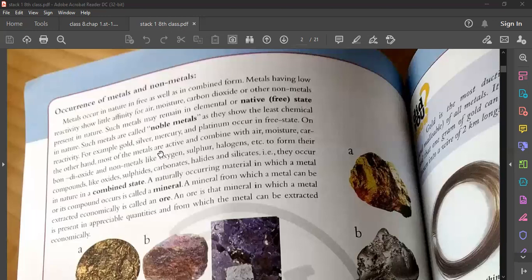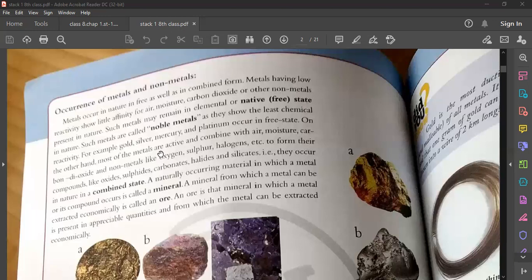Or else, if you take a combined state example, iron. What is iron ore? Iron ore is one type of oxide. Okay, iron oxide is an iron ore, hematite, magnetite. So if you take iron, it will exist in the earth crust in the form of iron oxide. Okay, that is a combined state. Understanding?